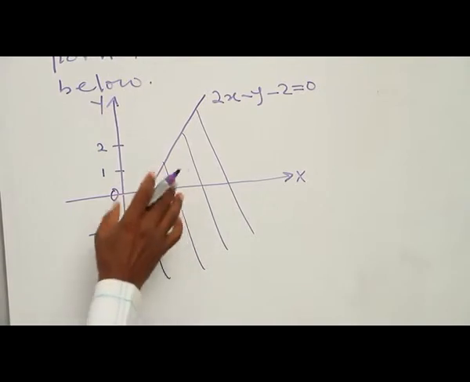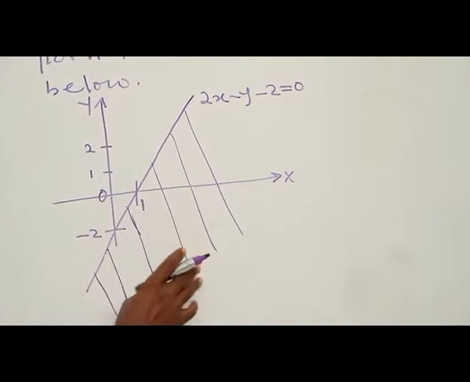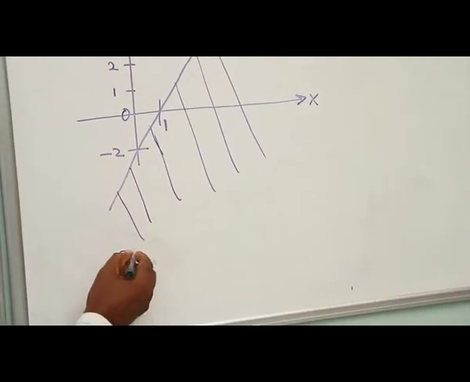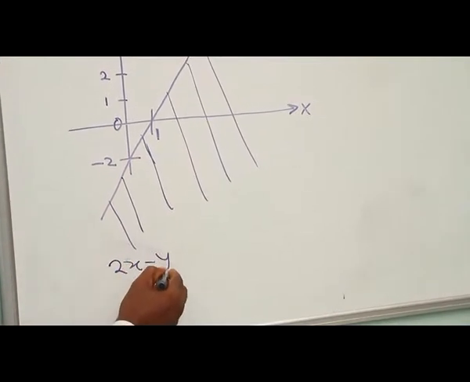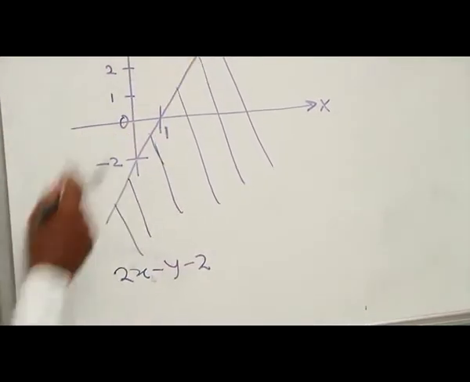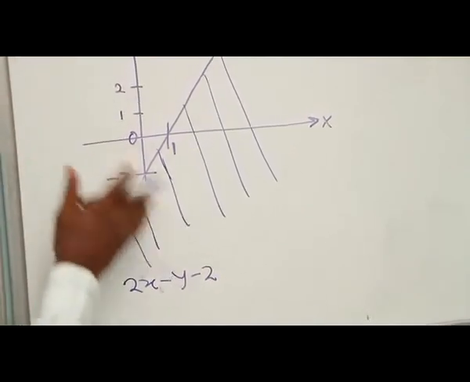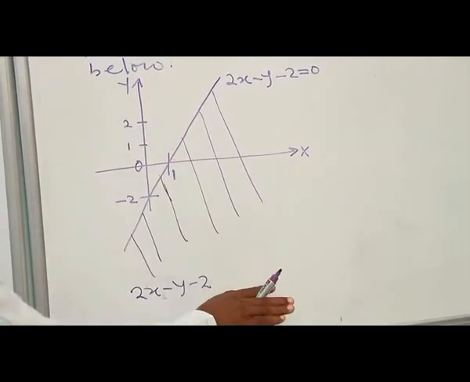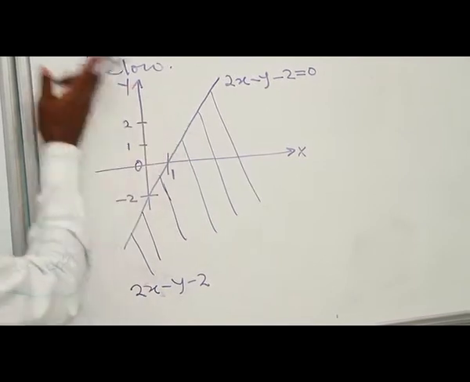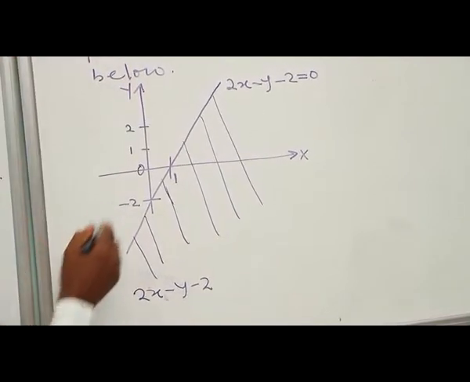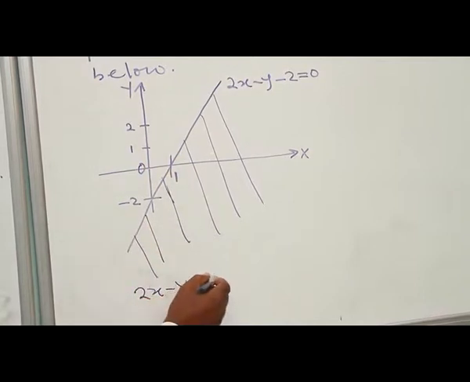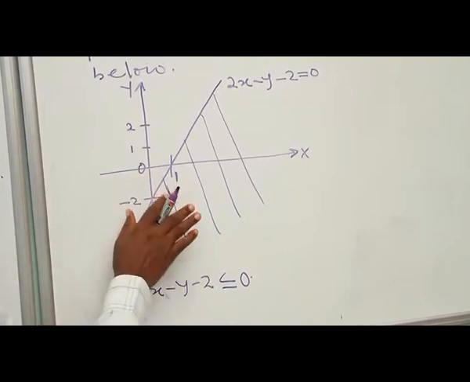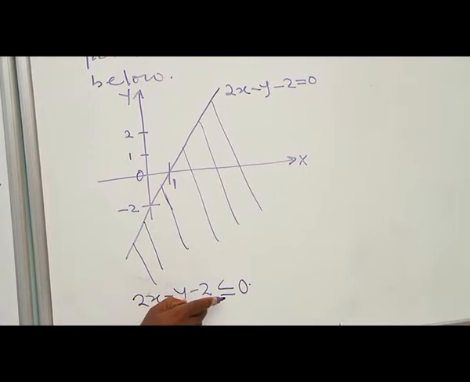Therefore, to find the inequality representing the region shaded, it means we have our 2s - y - 2, which is the equation of this line, will be either greater than or equal to or less than or equal to. In this case, below the line is less than or equal to. Above the line is greater than or equal to. Therefore, the solution set will become less than or equal to 0. In place of that equality, the region is represented by less than or equal to 0.